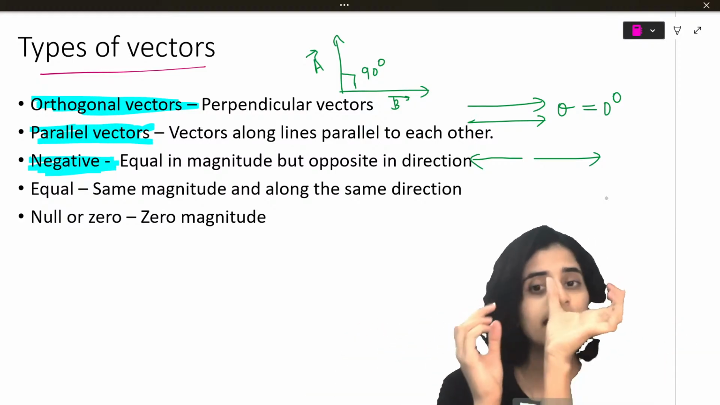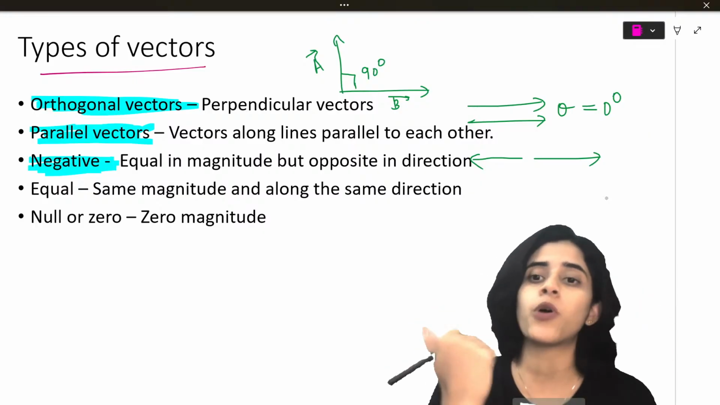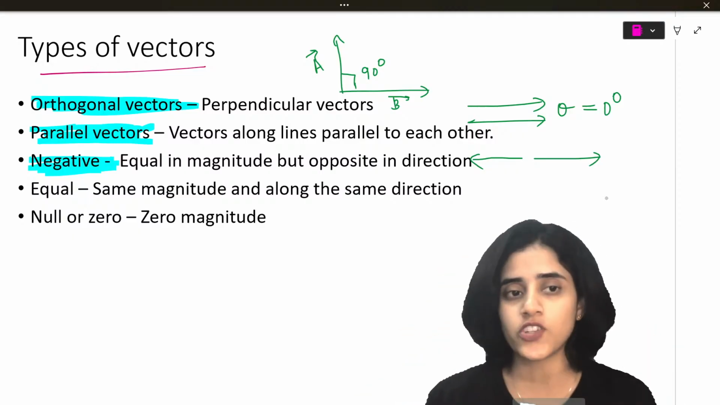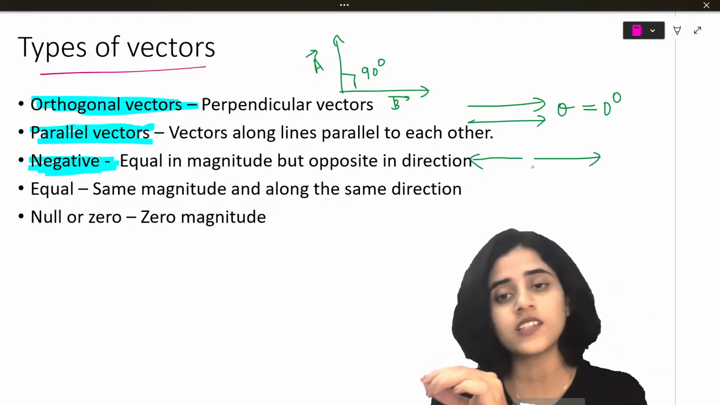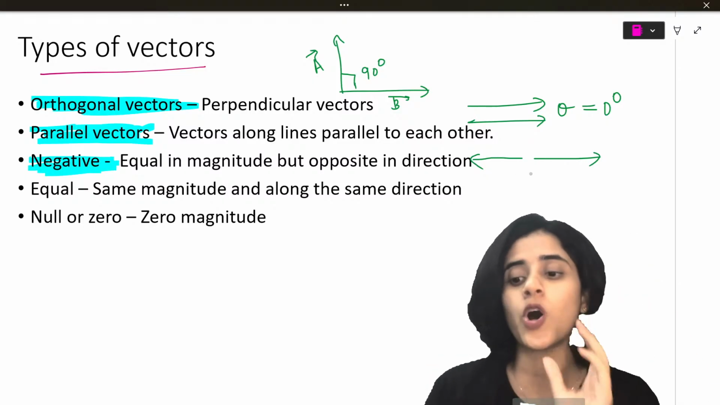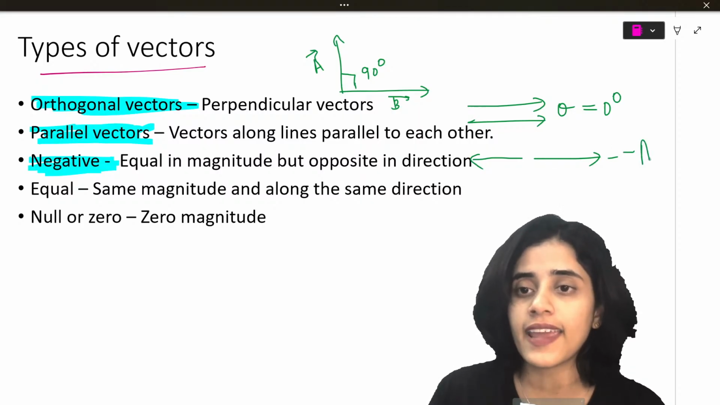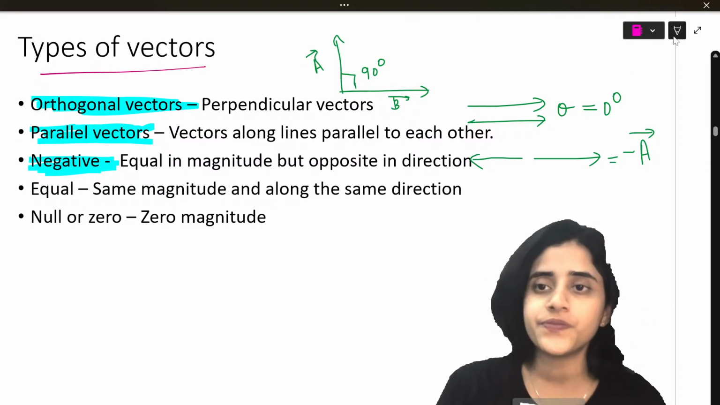So the length of the arrow is what represents magnitude, and where the head points, what is the head? The tip of the arrow. The head points towards the direction. So what I have drawn here, these are two vectors equal in magnitude but opposite in direction. Such vectors are called negative vectors. So this is minus A.